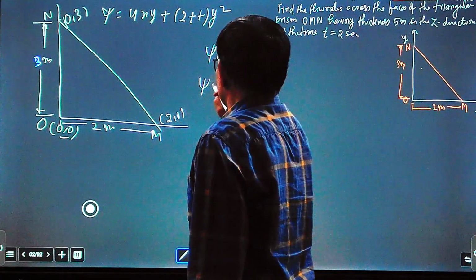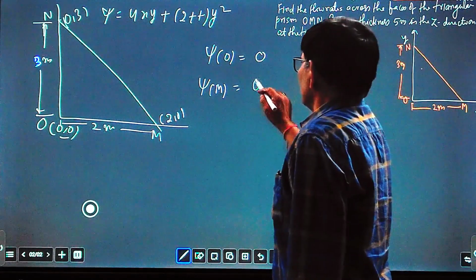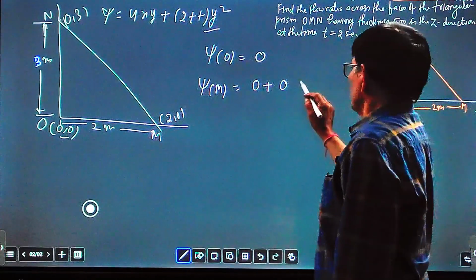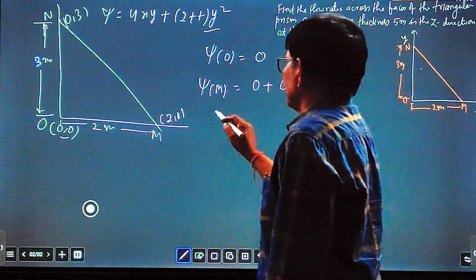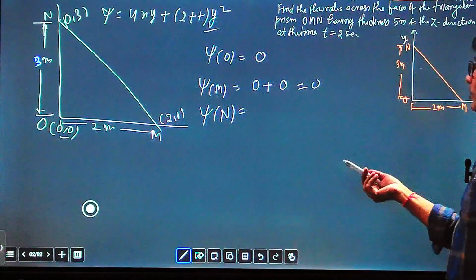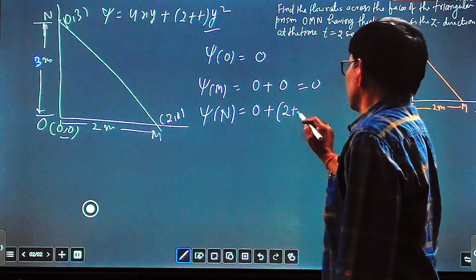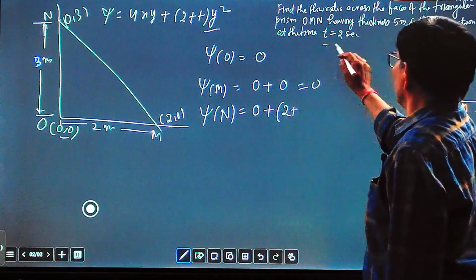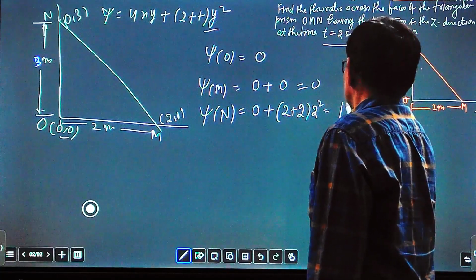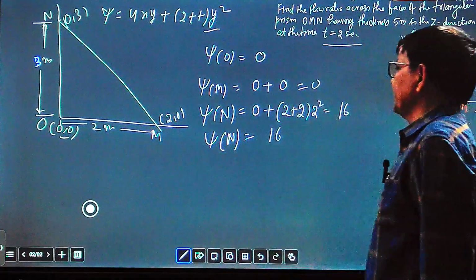At point M, psi at M equal to, here coordinates are 2 and 0. So again 0 plus this will be again 0 because y is 0. So it is again 0. Now finding the value of psi N. Here x equal to 0 and y equal to 3. So the first term becomes 0 and the second term will be 2 plus t, where t equal to 2 seconds is given. So 2 into 2 square, so equal to 16. So psi N equal to 16.